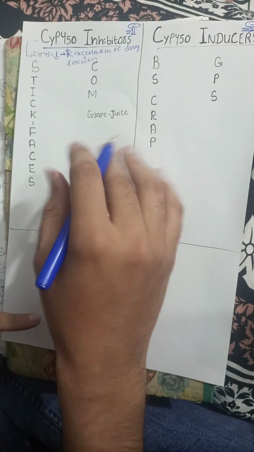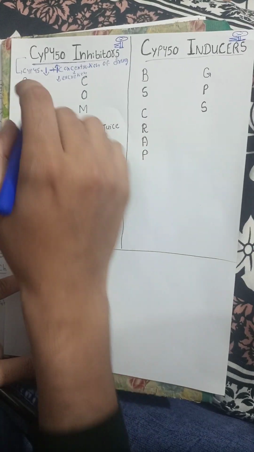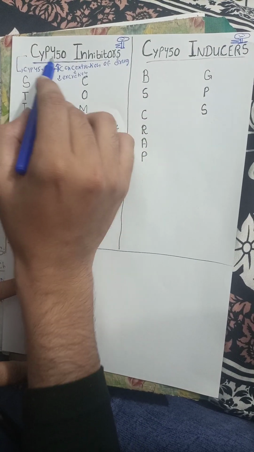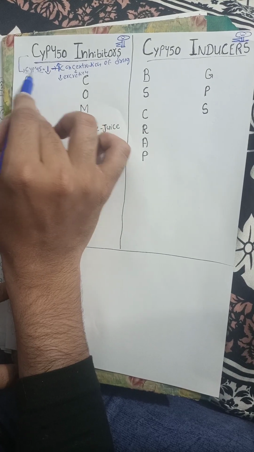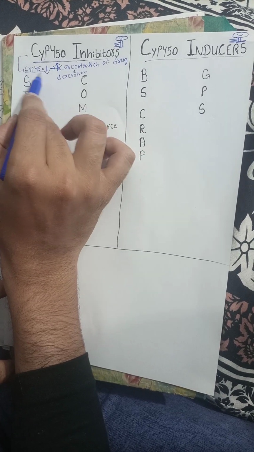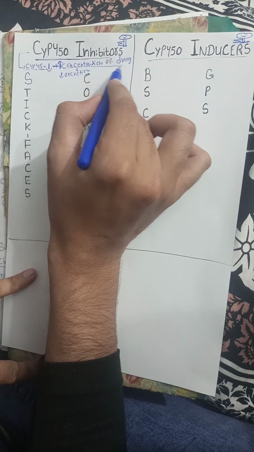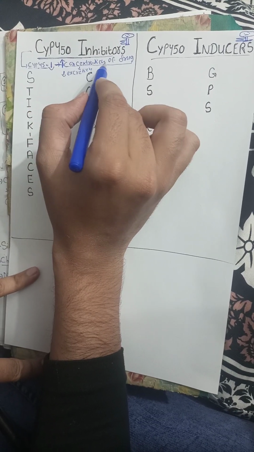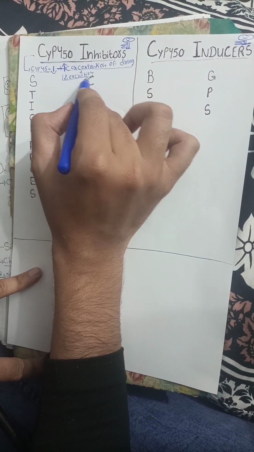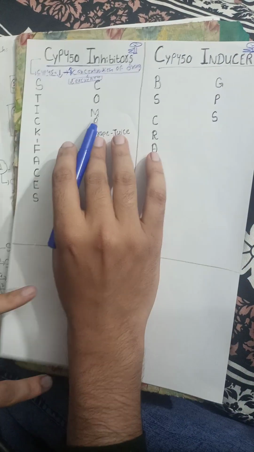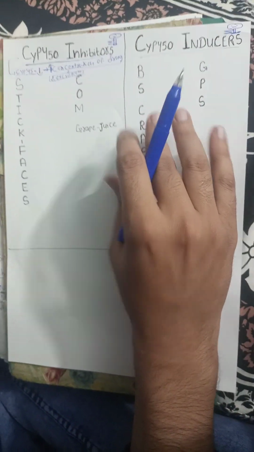Now let's talk about how you can memorize the drugs which inhibit CYP450. If CYP450 activity is decreased, it means the concentration of the drug is increased inside the blood. If the concentration of the drug increases, then excretion is decreased. Now, which drugs cause CYP450 inhibition?